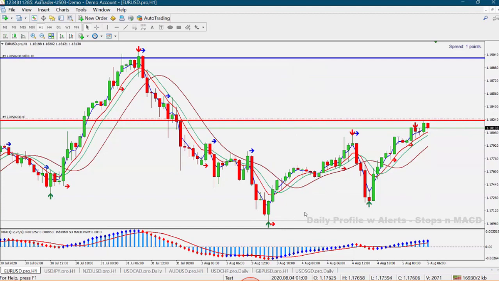But again, just for the sake of education, did not manage the position rigorously, and continue to pull the stops down, and watch for these indications here. All right, so that's what it looks like right now.